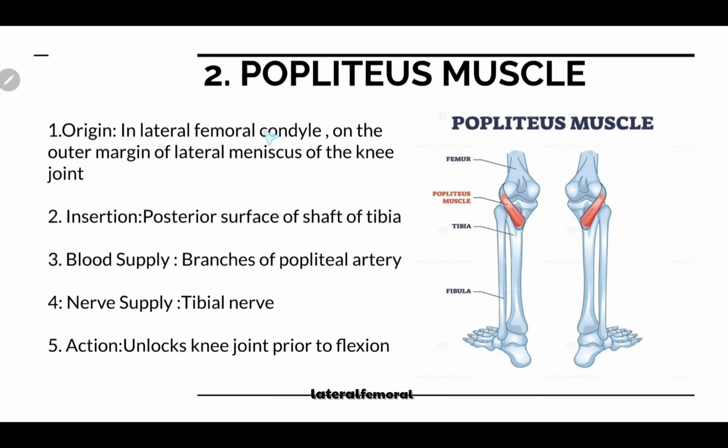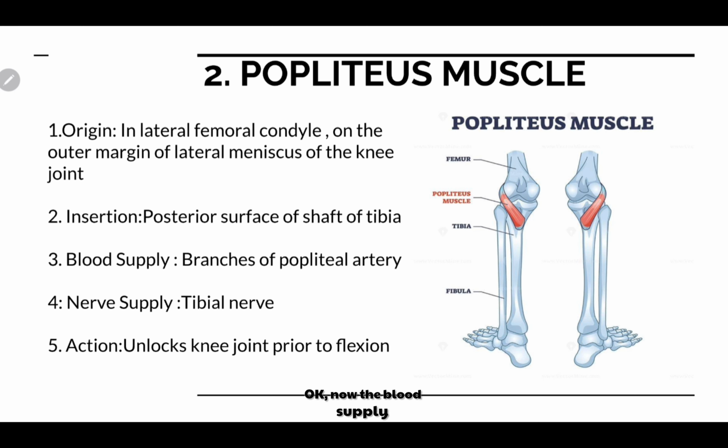The origin is in the lateral femoral condyle, on the outer margin of lateral meniscus of knee joint. As you can see in this diagram, the posterior view is given here, and the origin is not seen properly, but this is the femur, and the lateral femoral condyle is the origin of popliteus muscle. Now insertion. This is the tibia, this is the fibula. This is the posterior surface of tibia, and this is the shaft of tibia. So where is the insertion? The insertion is in the posterior surface of shaft of tibia.